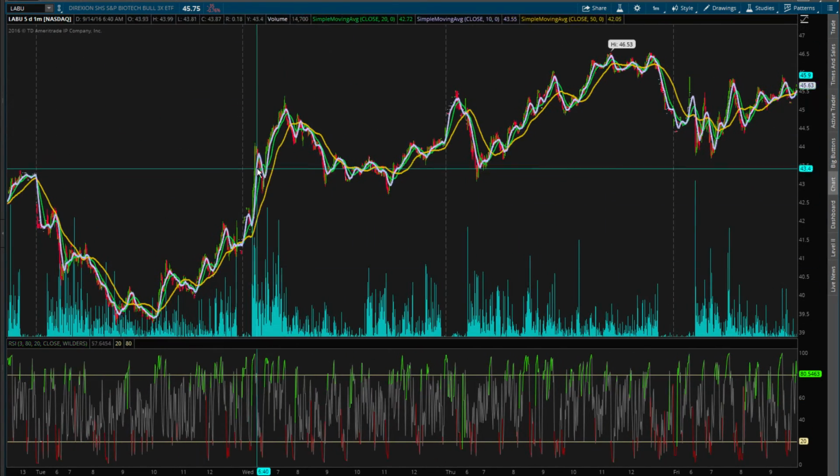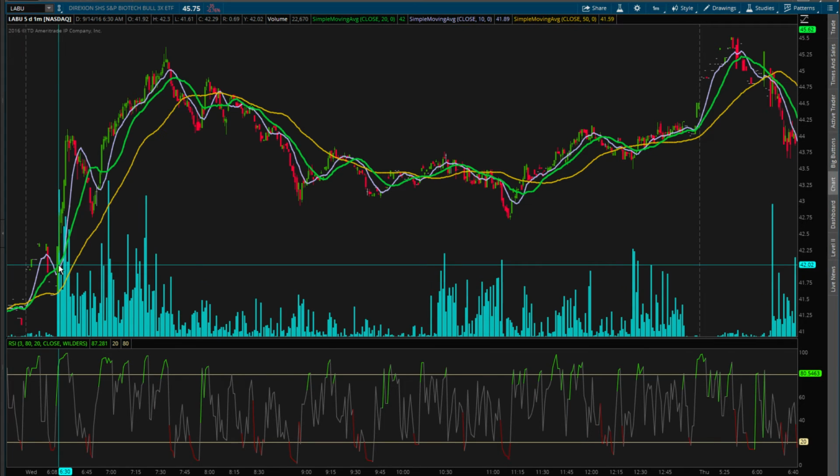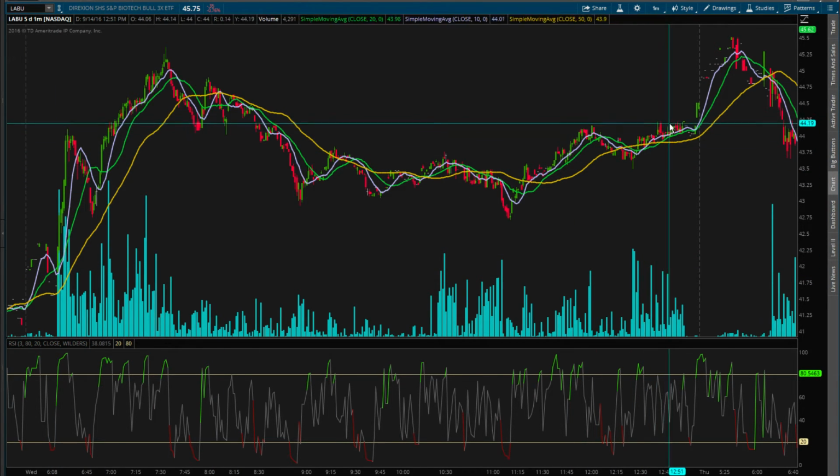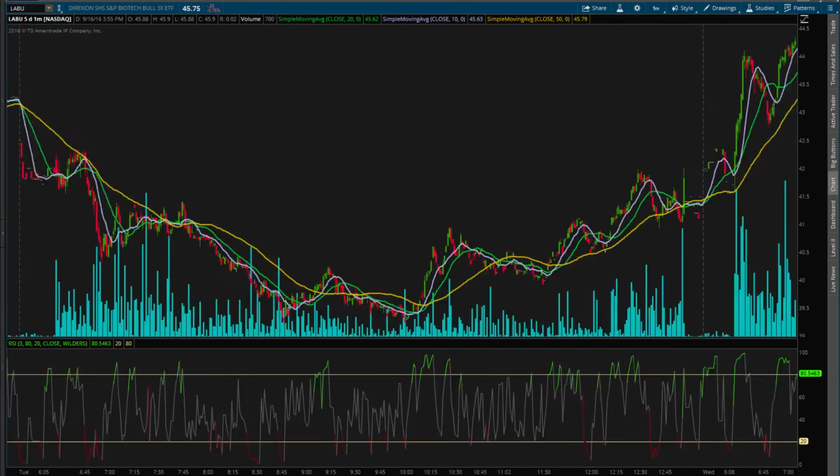Let's go over here. You can see even on this day, it was trading at the low of about $42, and it went up to about $44 there. So it was a clean little few percents that you could have made on that.